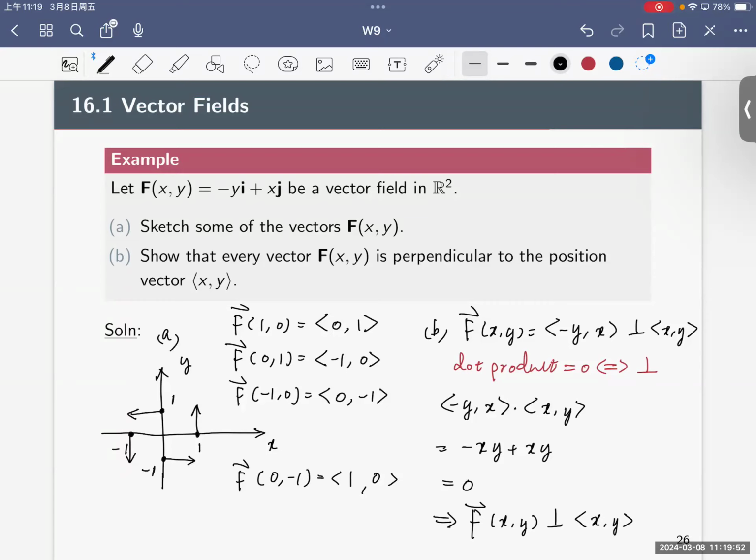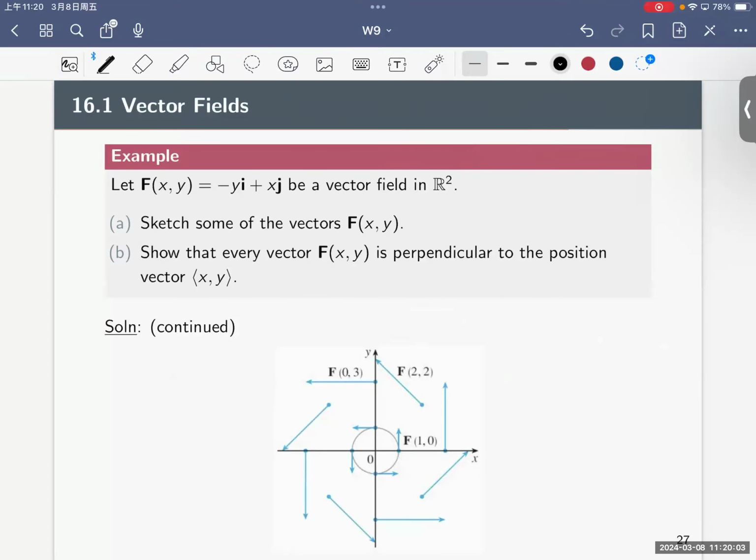Alright, so I'm going a bit fast here. If you cannot write everything down, you can always revisit the uploaded notes on the e-class. So this graph shows some more representative vectors in this vector field. We only drew the vectors at these 4 points. If we draw more vectors, you will see this vector field looks like this. It seems like this vector field is spinning around the origin in the counterclockwise direction.